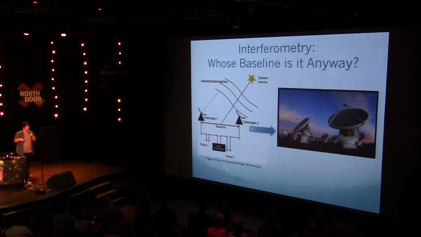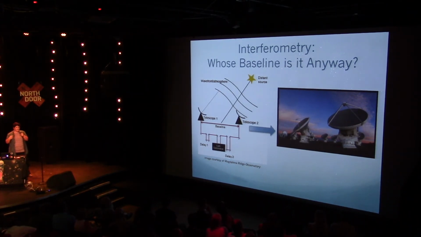So you can imagine taking two, and then maybe you could make 30 or 60 of them. So this is ALMA, the Atacama Large Millimeter Array in Chile. There's 66, I think, of those dishes. And so you combine the signals from every single baseline, and you get these really, really beautiful images.